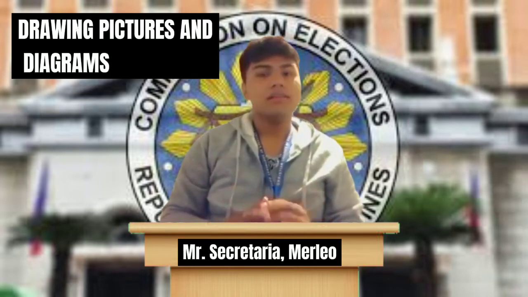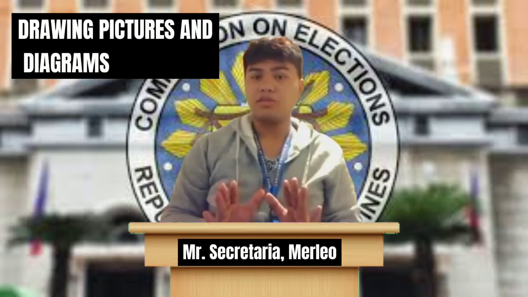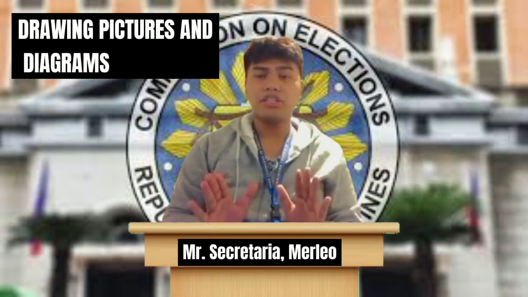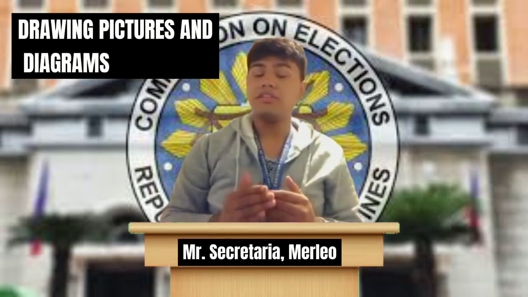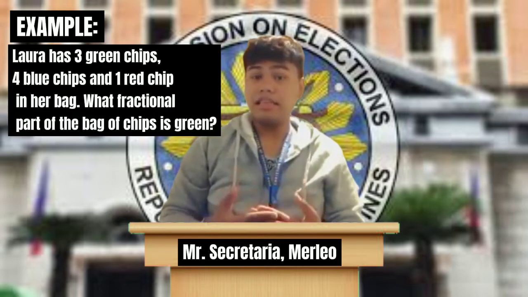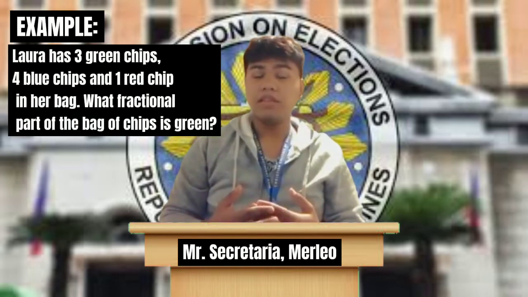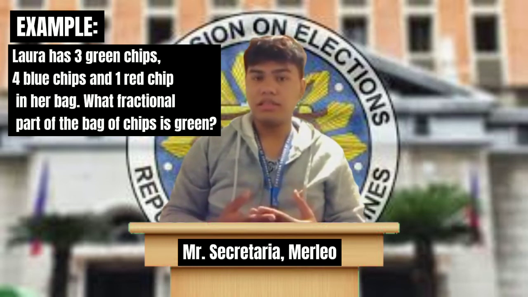Draw a picture. Some problems are obviously about geometric equations, and it is clear you want to draw a picture and mark down all the given information before you try to solve it. But even for a problem that is not geometric, thinking visually can help. Laura has 3 green chips, 4 blue chips, and 1 red chip in her bag. What fractional part of the bag of chips is green?